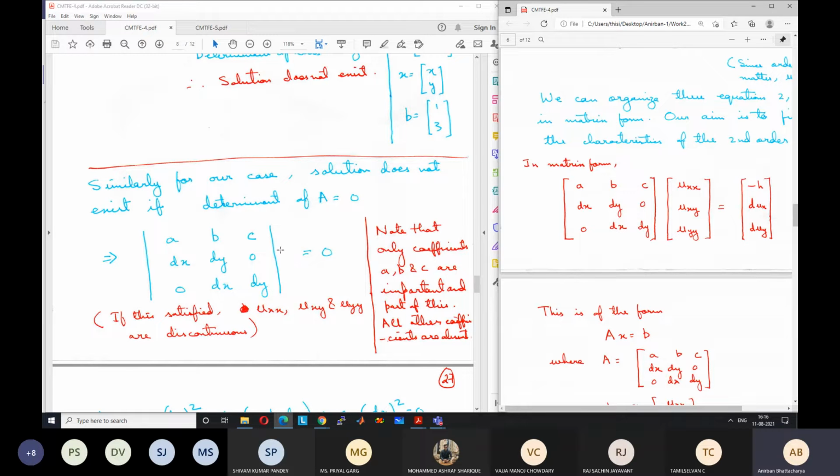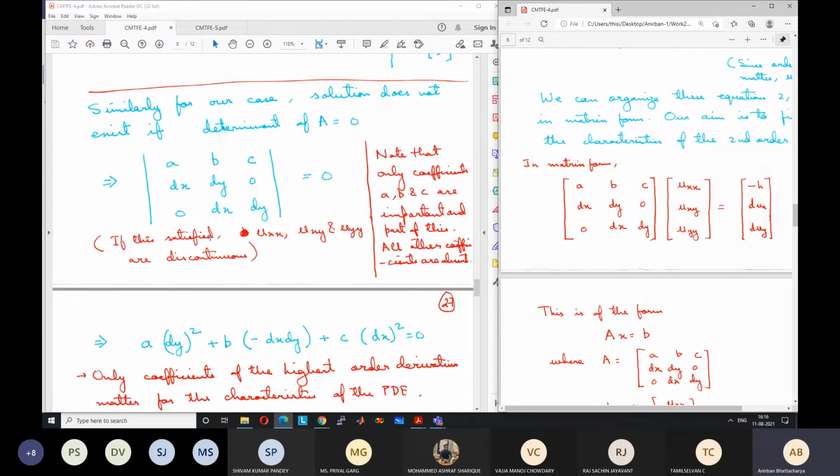One important thing to note here is that only the coefficients A, B, C are part of this. There are a lot of other coefficients, right? D, E, F, G. All these have not come into the equation. All the other coefficients are absent. They do not play any role in determining the nature of the second order PD.